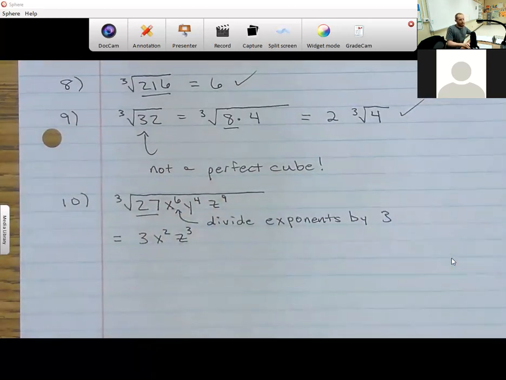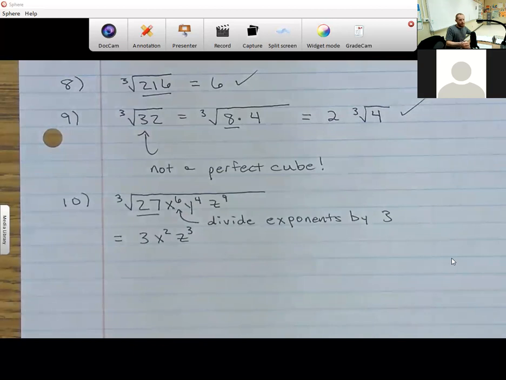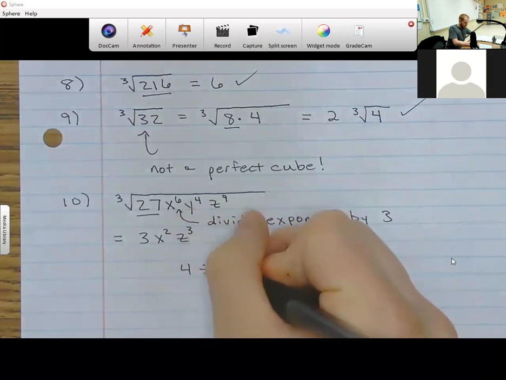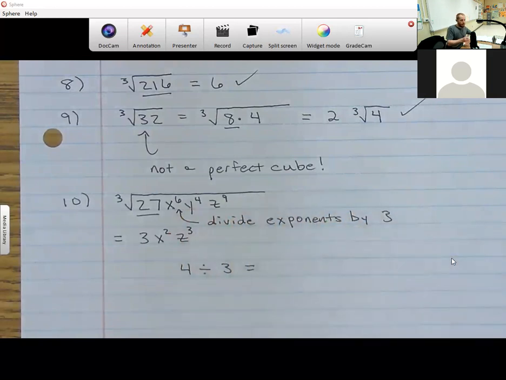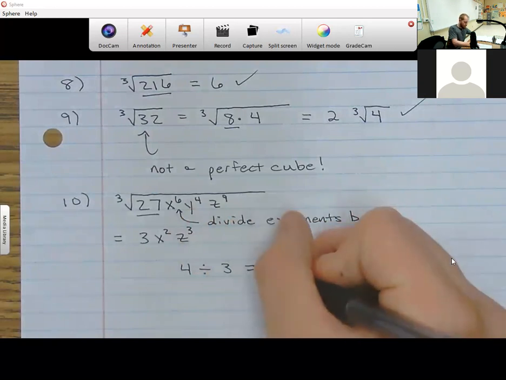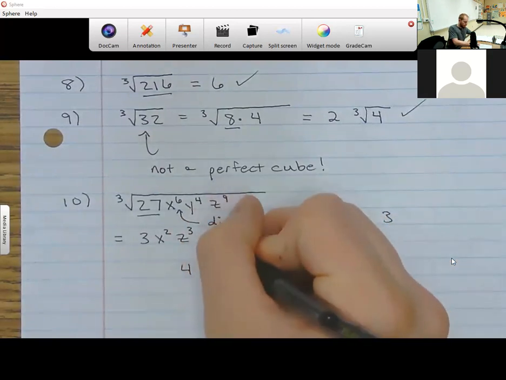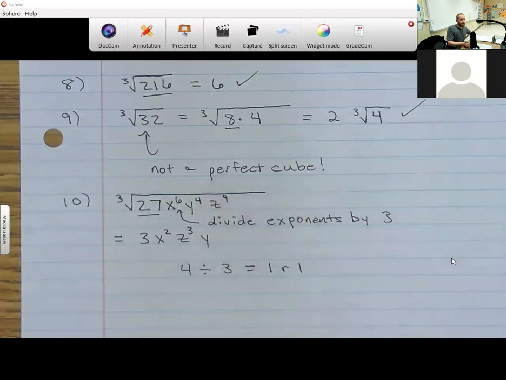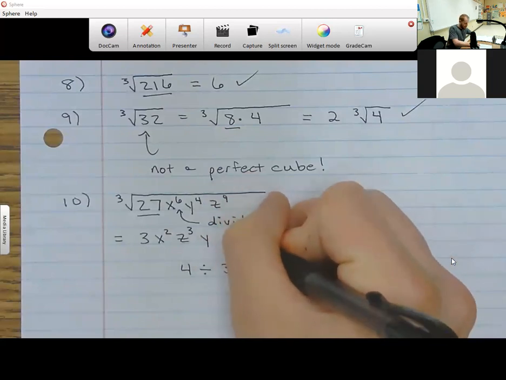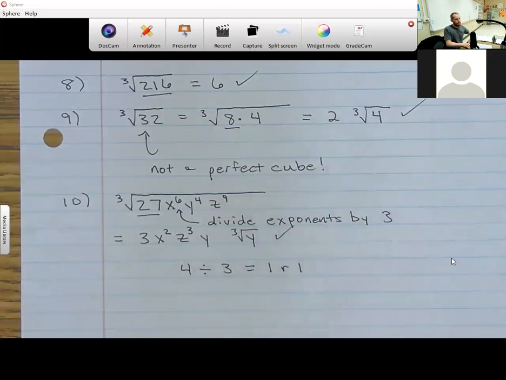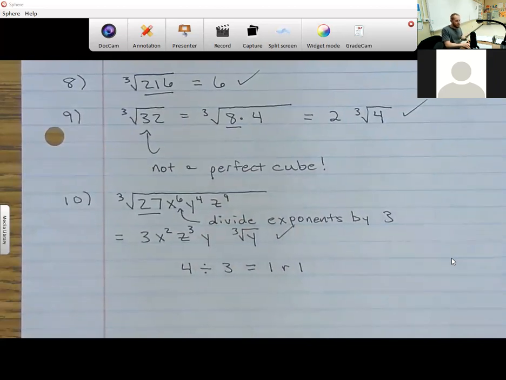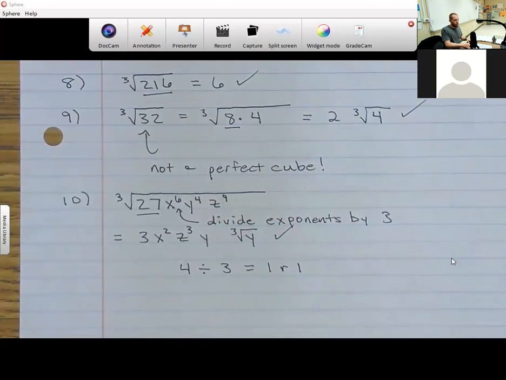Okay, now let's talk about the y's. I have a 4. What's 4 divided by 3? Think about it in terms of remainders. 4 divided by 3 would be 1 remainder 1. So I can take out one y, only one of them, and then one of the y's has to be left under the radical, right? So I'm going to have a cube root of y right here, and I'm done. So my answer is going to be 3x squared, z cubed, y times the cube root of y, okay?